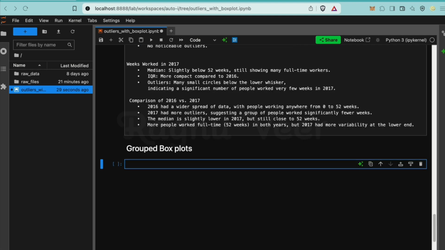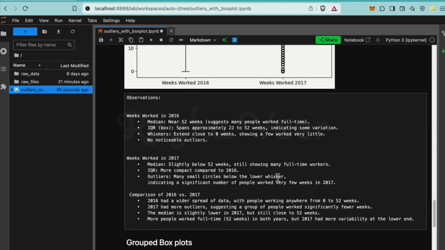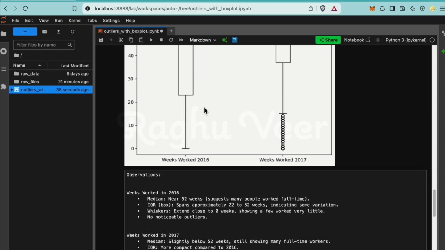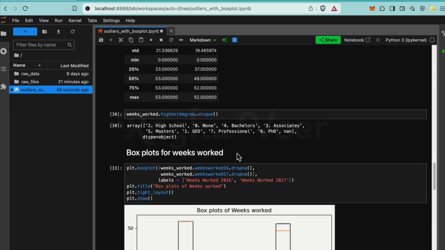Now let's look at a grouped box plot. Grouped box plots are used to check the distribution of variables for different categories in the group. For example, we have seen weeks worked data here, but when we combine that with, let's say, the highest degree data, in highest degree there are different unique points. For example, high school, bachelor's, associate's, and so on. So we could plot a box plot for each category of weeks worked.